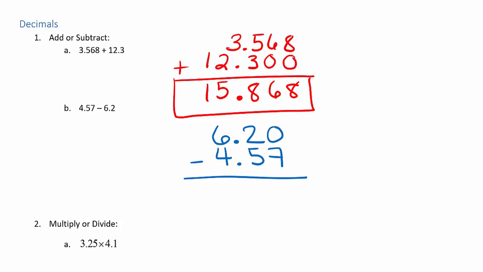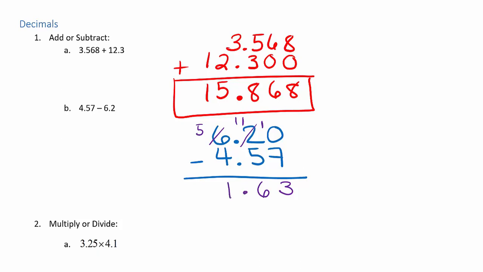Let's see, I'm going to have to do a little bit of borrowing here. I'm going to borrow from the 2. So now I've got 10 minus 7 is 3. And then I have to borrow again. So now it's 11 minus 5 is 6. Decimal doesn't move. 5 minus 4 is 1.